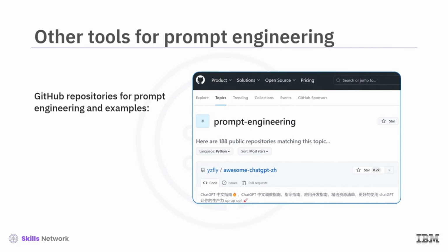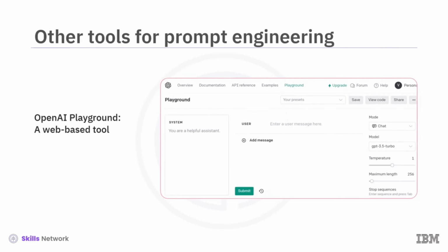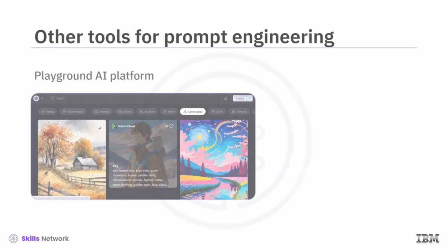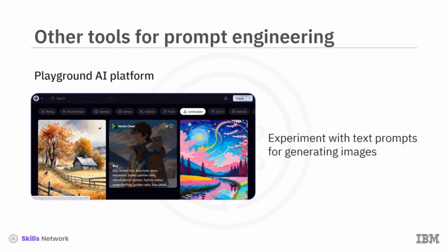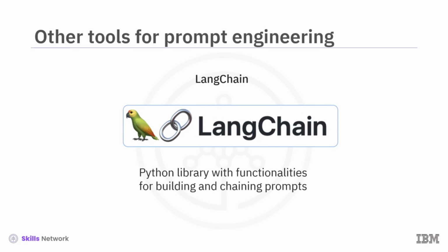GitHub provides vast repositories for prompt engineering and LLMs. The guides, examples, and tools provided in these repositories help improve prompt engineering skills. OpenAI Playground is a web-based tool that helps to experiment and test prompts with various models of OpenAI, such as GPT. Playground AI platform helps you experiment with text prompts for generating images with the Stable Diffusion model. LangChain is a Python library that provides functionalities for building and chaining prompts.